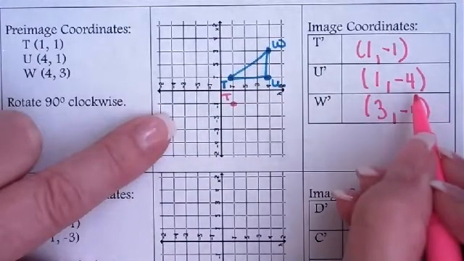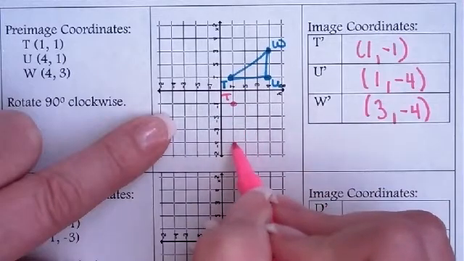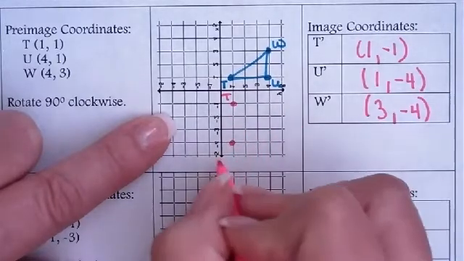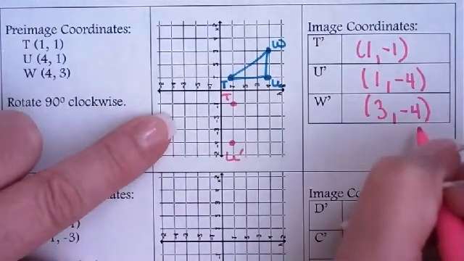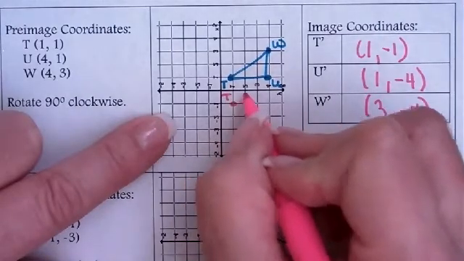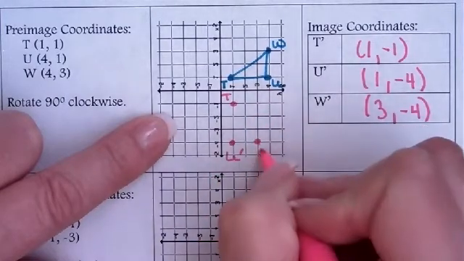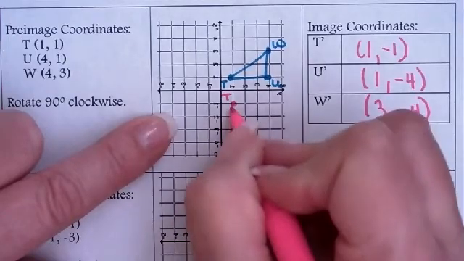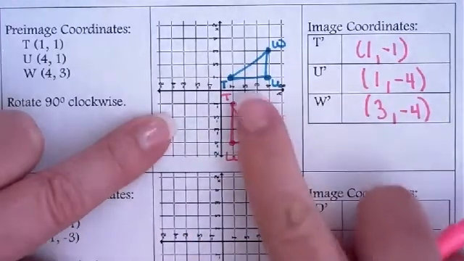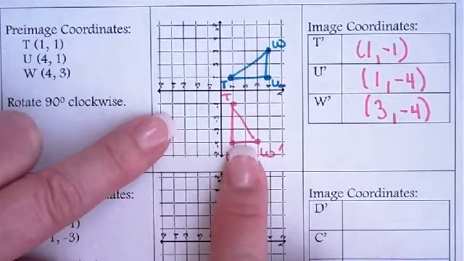U prime is at 1, negative 4, so 1, 1, 2, 3, 4 right here, and that's U prime. And W prime is at 3, 4, 1, 2, 3, 1, 2, 3, 4 right here. And I'm going to connect it. Does it look like I took that triangle and I just kind of turned it over and set it on its other side? Yeah, it does. That's what 90-degree rotation means to do.